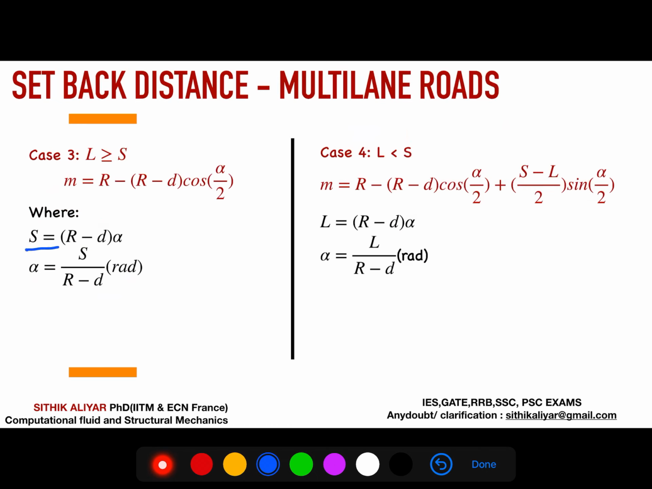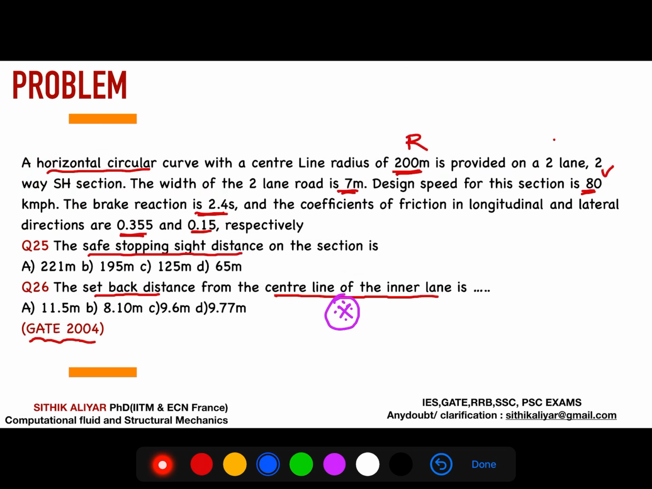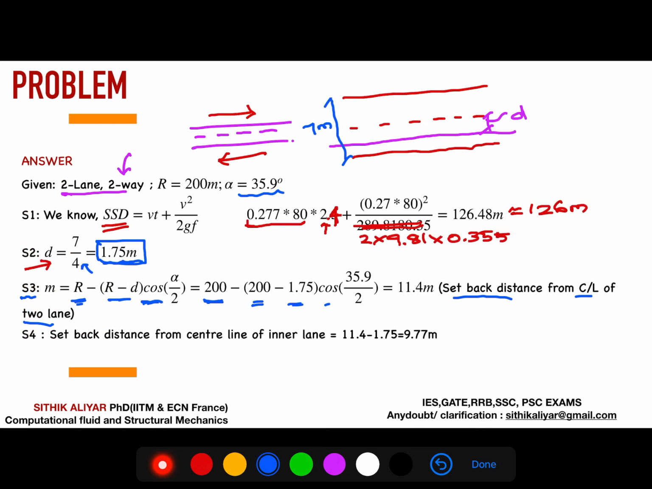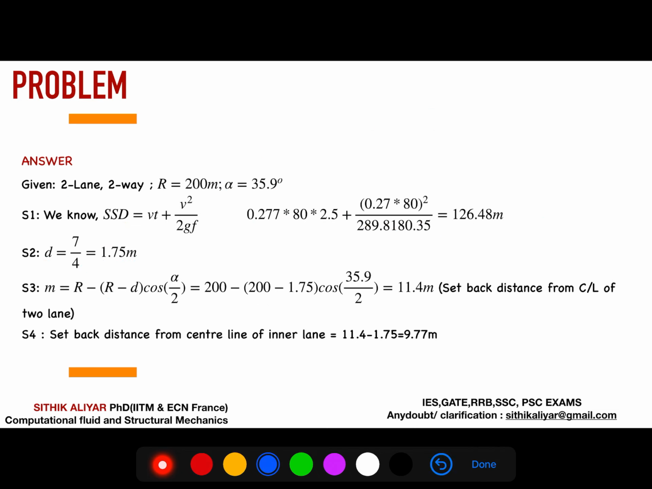So you should use this formula to determine the alpha value. After finding the side distance, I think I missed some step. You can do step 2b to determine this alpha value. Find this alpha, you should get this 35.9 degree. Then you can come back to the formula and determine r minus d cos alpha by 2. You apply, you will get 11.4 meter.